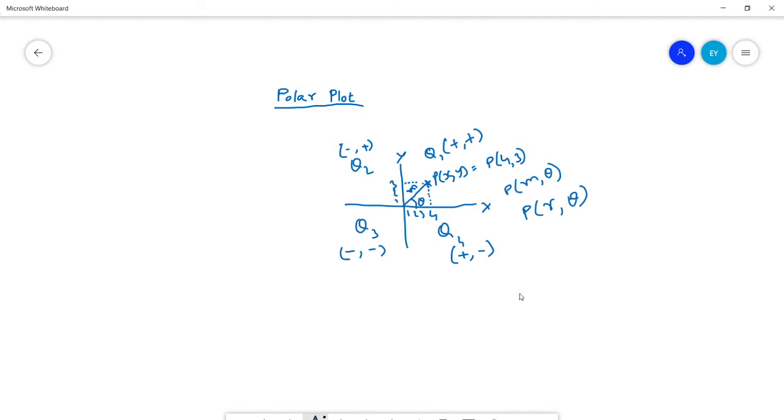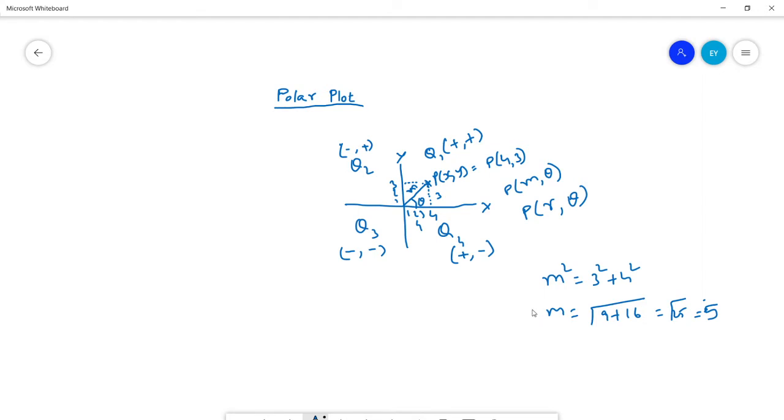So how can we calculate that magnitude and phase? Usually the magnitude is found by using the Pythagoras theorem. Suppose this is a distance of 4, and we know this is a distance of 3. By the Pythagoras theorem, M squared is equal to 3 squared plus 4 squared. Therefore, M is equal to root of 3 squared plus 4 squared, which is root of 9 plus 16, that is root 25, which is 5. So this M is 5.